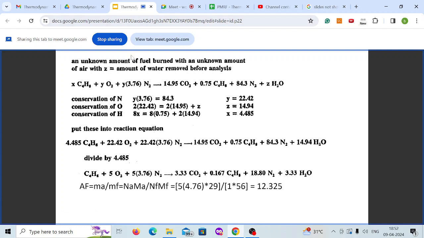So first, we don't know how much fuel is burned, so we will take that as some x. So x amount of fuel is burned, and it has y amount of air present. This gives you 14.95% of carbon dioxide, 0.75% of fuel, plus 84.3% of nitrogen, and Z% of water.